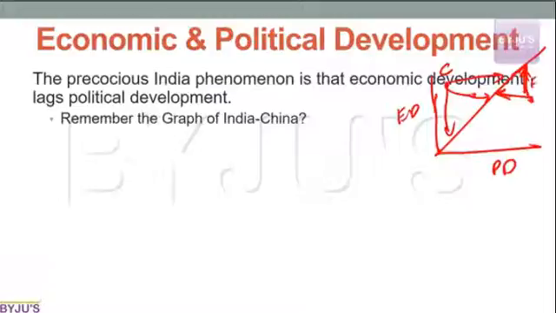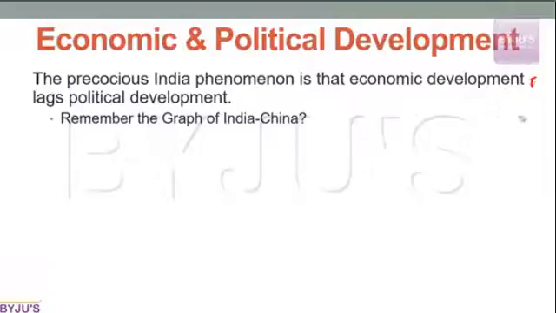Now whether India will go here or here will depend on whether we are going to improve economically or decline politically. So if the legitimacy of the government starts coming down, we'll actually go down and not up. However, if we can preserve the legitimacy and still have economic development, we'll go up. So that is why economic development is very important. Now in India's case, economic development lags political development.